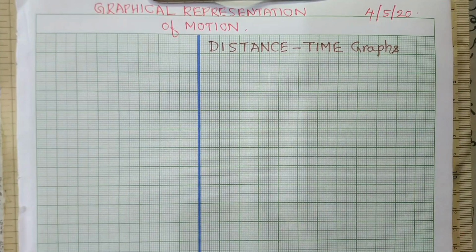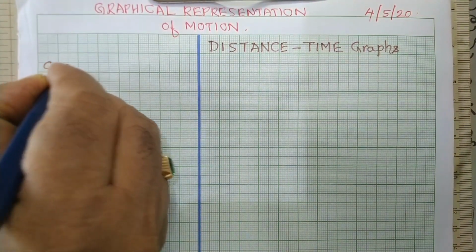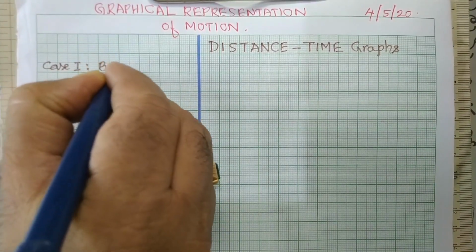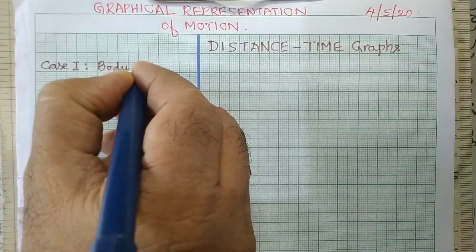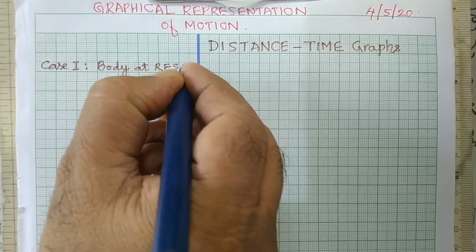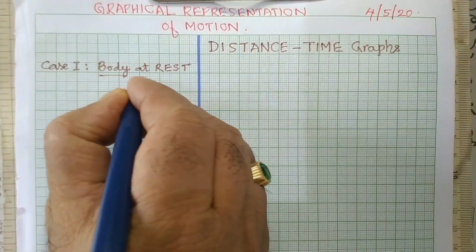Now we are going to see the first case of the distance time graph, that is body at rest. Case number 1, body at rest. You know the meaning of rest. Rest means not moving at all. I mean to say that speed is 0 kilometer per hour or 0 meter per second, whatever you call it. This is the first case I am going to tell you.